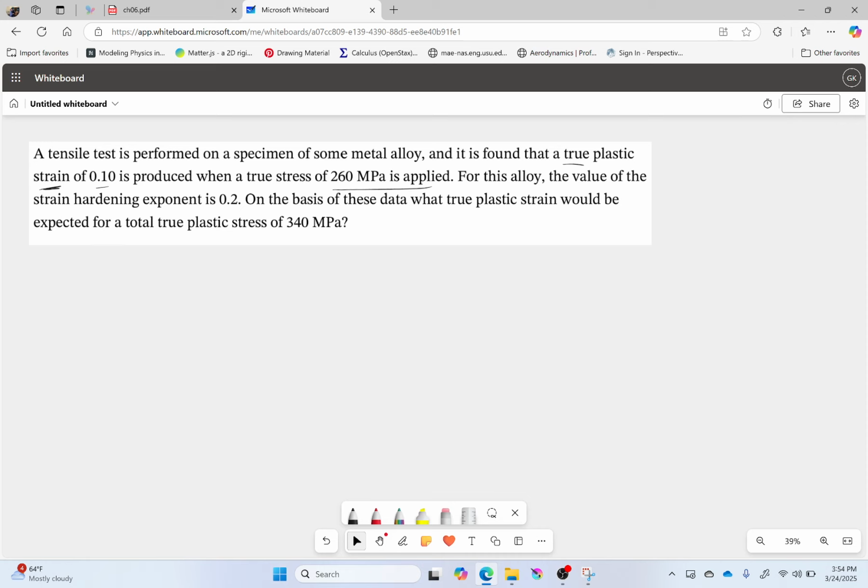For this alloy, the value of the strain hardening exponent is 0.2. That's important for some equations. It says on the basis of these data, what true plastic strain will be expected for a total true plastic stress of 340 megapascals? So first off, what is true stress and true strain?